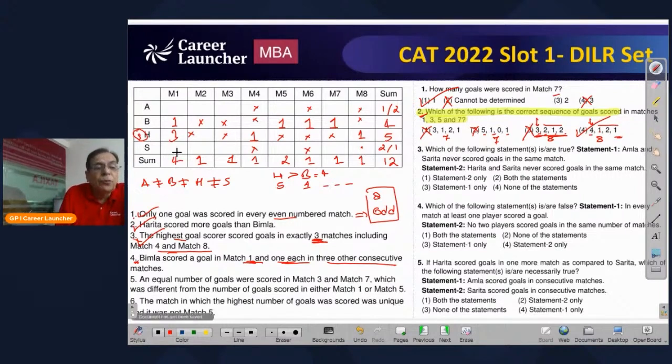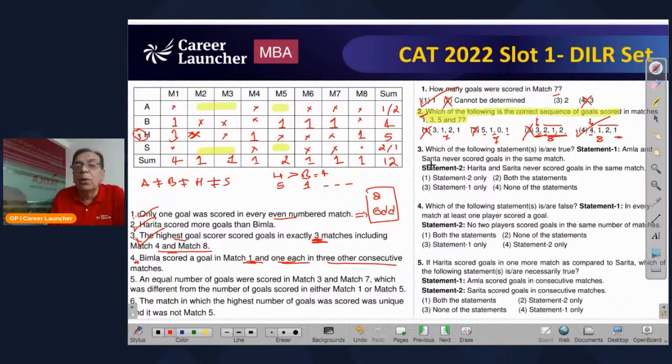So, match 1, 4 goals in all. Match 1, 4 goals gone. That means nothing possible here. Match 2, we are left with 2 of these and 2 of these. This cell is vacant. This cell is vacant. What about the other matches? Match 7 had only 1 goal, so done. So we have filled up the table, but at the same time, we've answered a couple of questions also.